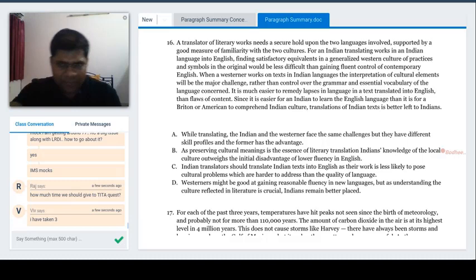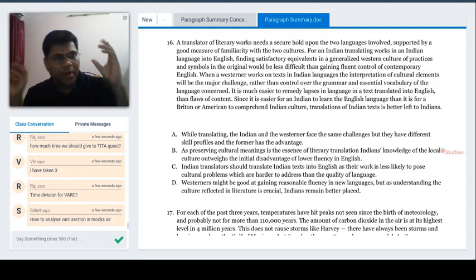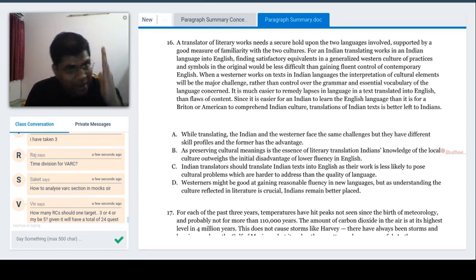So initially, when you start with your paper, you just scan everything. Quickly run through the RC. Say, what is this about? Time division: 20 minutes to VA and 40 minutes to RC, provided you have finished all 24 questions in 40 minutes. If not, then in between, you can always come and have a look at what has come in VA.